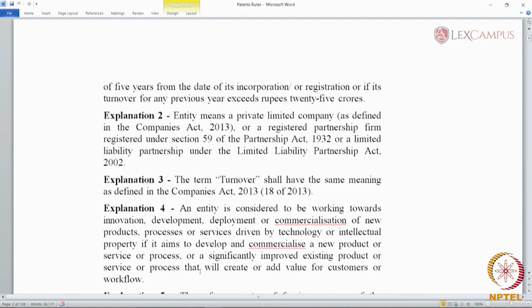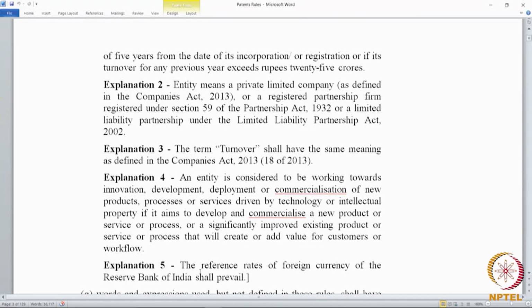Explanation 3 states that the term turnover shall have the same meaning as defined in the Companies Act. There is a definition for turnover, what the turnover means. So, the same definition will apply in this case as well.